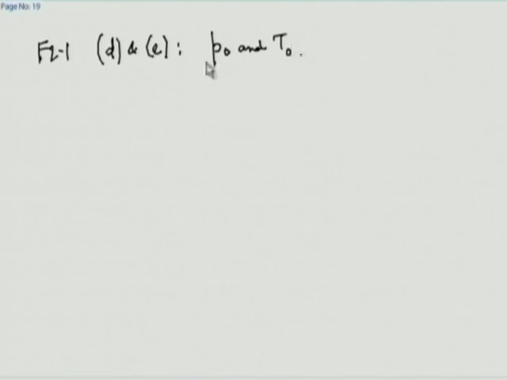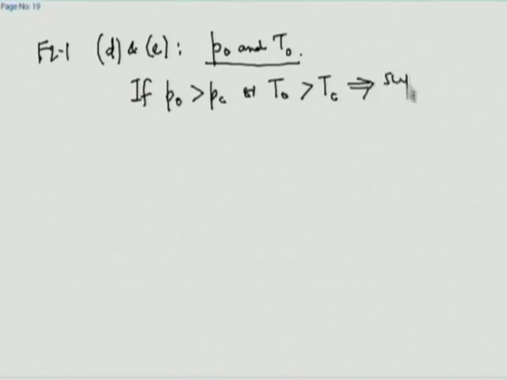So, when P naught and T naught are given, we should do first the following. If P naught is greater than P critical or T naught is greater than T critical, then we have simply supercritical steam. It becomes horrible here. Otherwise, we proceed as follows.